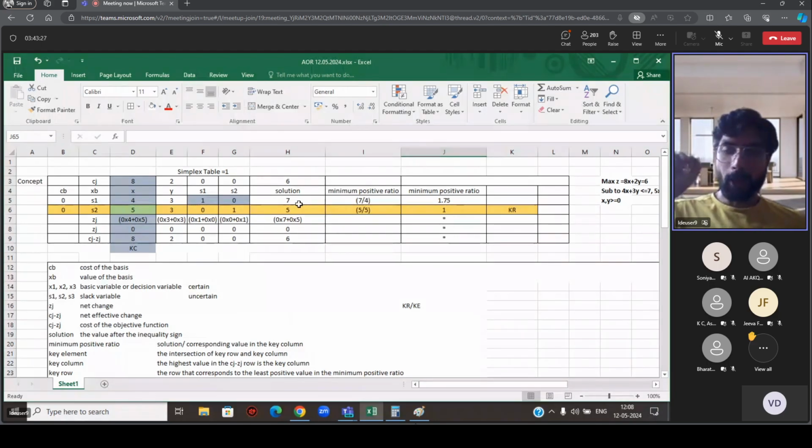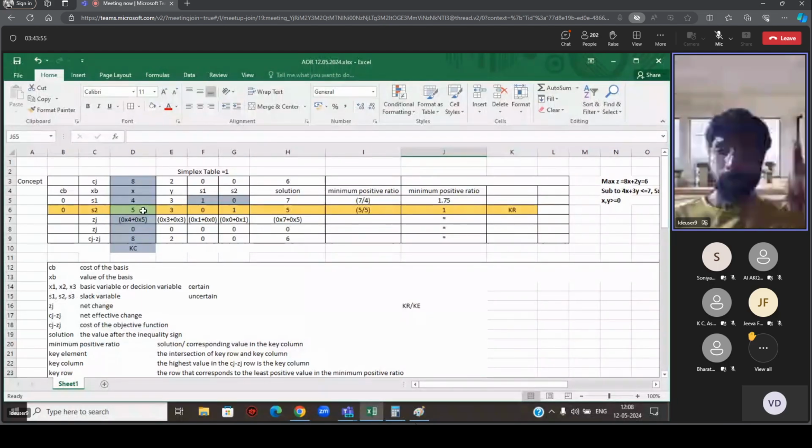You should not put it there. Whichever place the key row is in, in the same place you have to plug in those values. 5 I have made it to 1. 5 is coming in which row? Second row. Here, this is the first row, this is the second row. There are only two equations, so first row and second row. The key element is in the second row, so that I have to make it to 1.